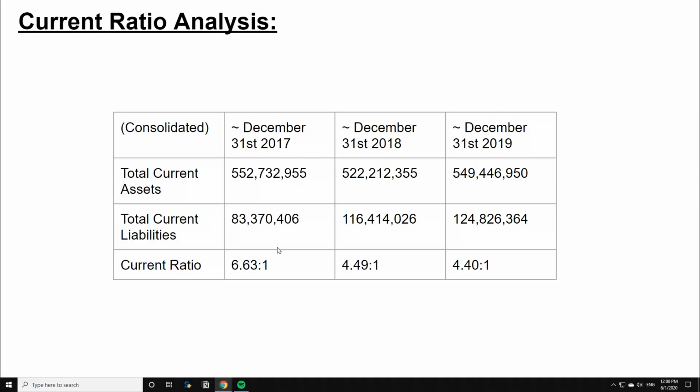However, by the end of December 2018, their current ratio had decayed all the way down to 4.49 to 1. But by the end of 2019, which is that trading year, they managed to slow down the rate of decay, and now they're currently sitting at 4.4 to 1.